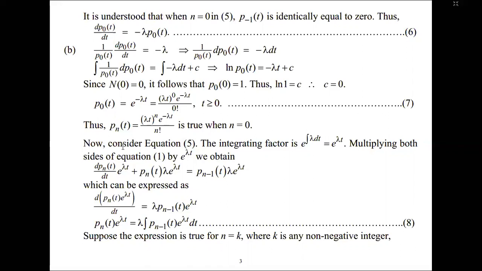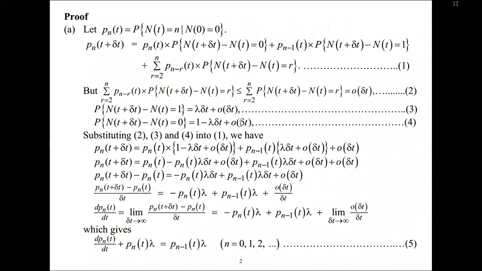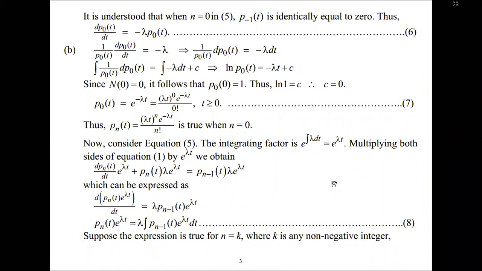So we first of all have to solve this differential equation, equation 5. So that's what we are going to do now. To solve a differential equation, the first level, you always need what you call the integrating factor. So here the integrating factor is e raised to the power lambda T. So we multiply both sides of equation 5 by e raised to the power lambda T.